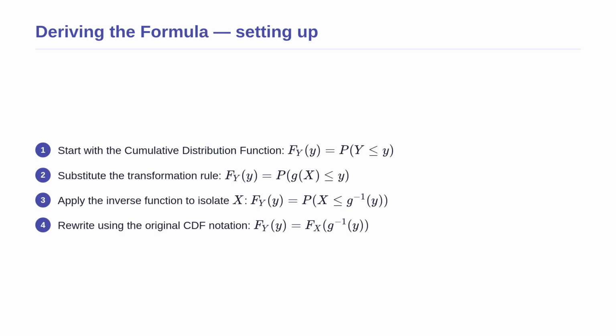To isolate x, we apply the inverse function to both sides. Assuming a strictly increasing function, the inequality sign stays the same. This leaves us with a beautiful relationship. The cumulative probability of y is exactly equal to the cumulative probability of x at the corresponding inverse point.